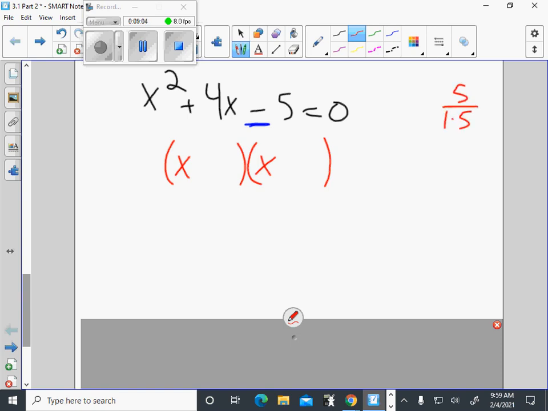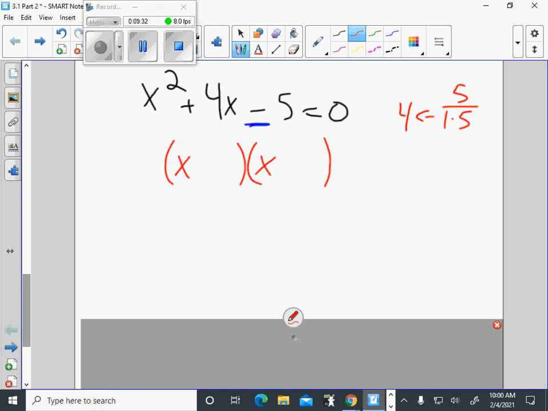1 and 5. Now, if we add these together, what do we get? We get 6. But what's in the middle here? It's 4. Okay, well, we can take 1 minus 5, or 5 minus 1, right? 5 minus 1, that's 4, right? Okay, good.